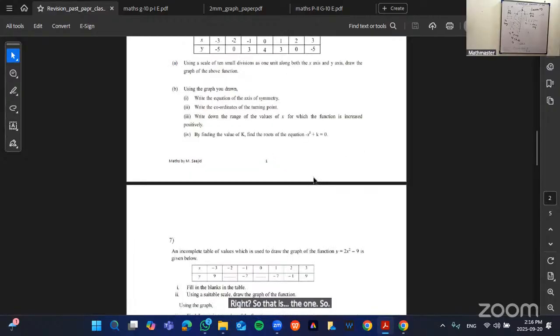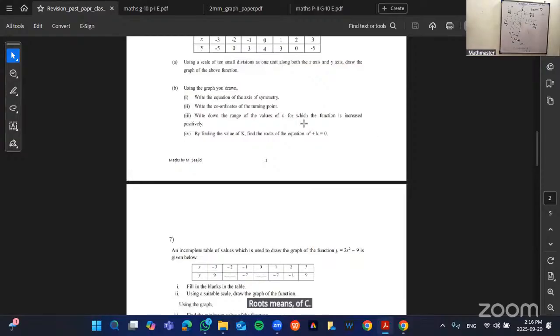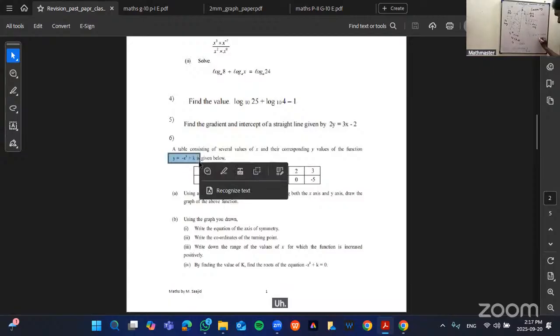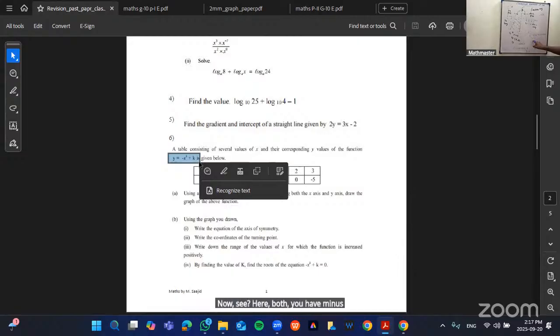So they say find the roots. So roots means what? See, they give it as -x² + k = 0. So this is part E. They have given minus x squared plus k equals 0. Now in the first equation, they have given y equals minus x squared plus k. Minus x squared plus k means y. Now see, here you have minus x squared plus k, and here also minus x squared plus k.